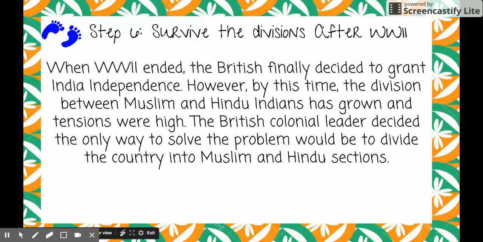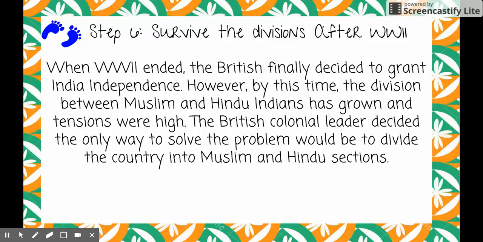Our last step, Step 6, survive the divisions after World War II. When World War II ended, the British finally decided to grant Indian independence. World War II was a very harsh and costly war for the British, so after the war, they finally gave the Indians the independence they really needed. However, by this time, the division between the Muslim and Hindu Indians had grown and tensions were high. So these two groups were against each other.